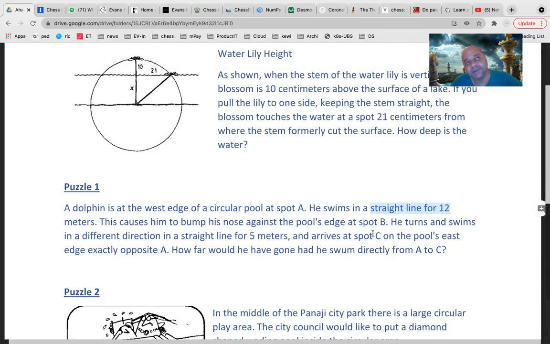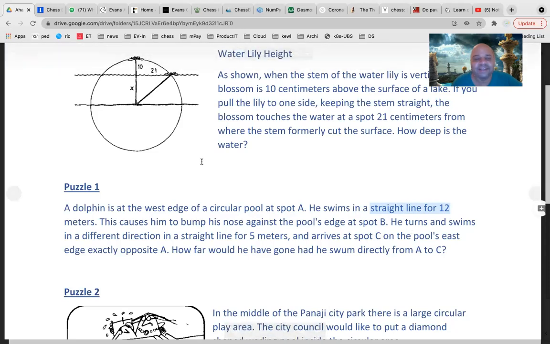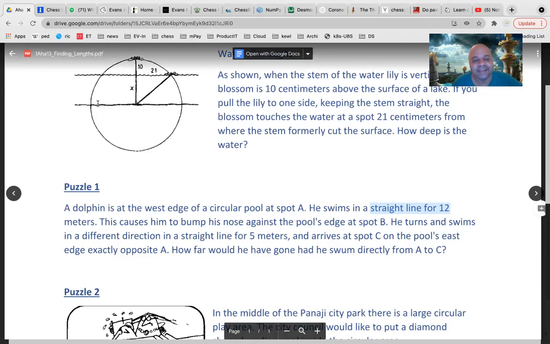the square of A to C is equal to the square of 12 plus the square of 5. What is that? Square of 12 is 144, square of 5 is 25. So 144 plus 25 is 169, and the square root of 169 is 13. So the length A to C is 13 here.